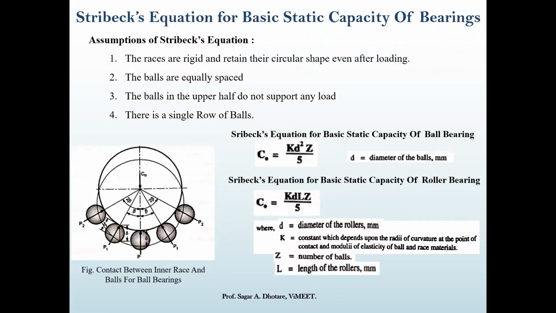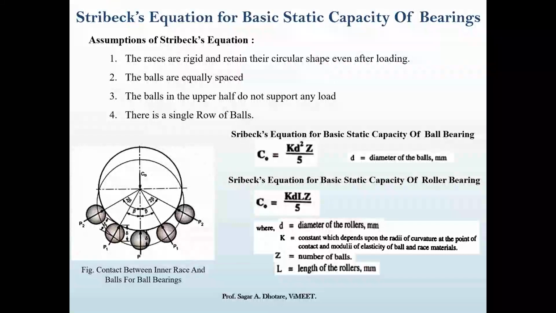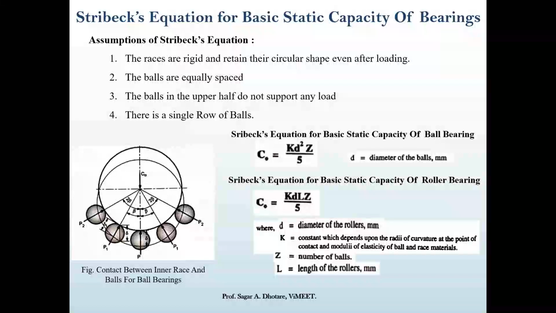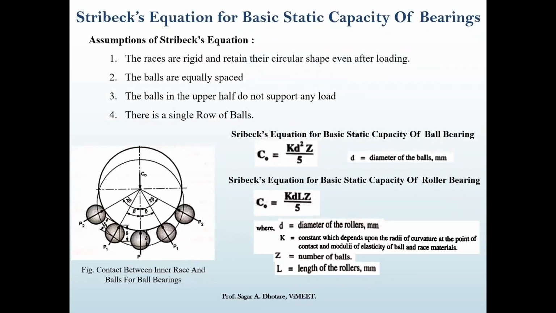Now the second equation is for the roller contact bearing. The equation is C0 equal to K into D L into Z divided by 5. Here L is the length of the roller, D is the diameter of the roller, K is a constant which depends upon the radii of curvature at the point of contact and the moduli of elasticity of the ball and race material. And Z is nothing but the number of balls, or you can say rollers.